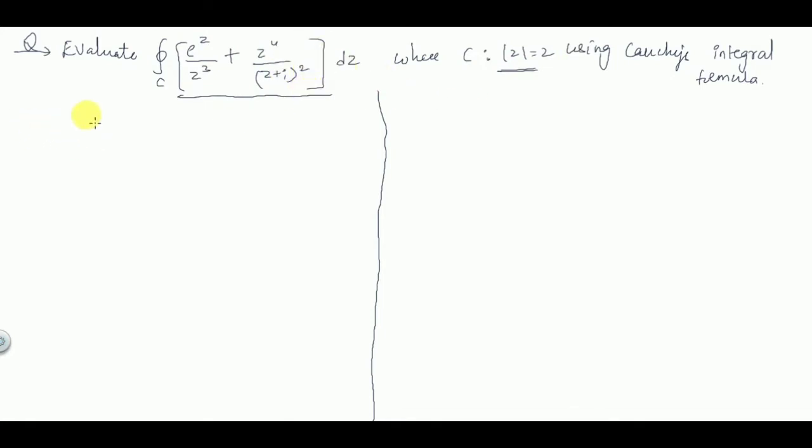solve this integral. So this integral can be split into two parts: integral of e power z by z cube dz, plus integral over C of z to the power of 4 by (z plus i) whole square dz. So I have split this given integral into two parts. We'll take this as I1 and this as I2. So the total integral is the sum of I1 plus I2.